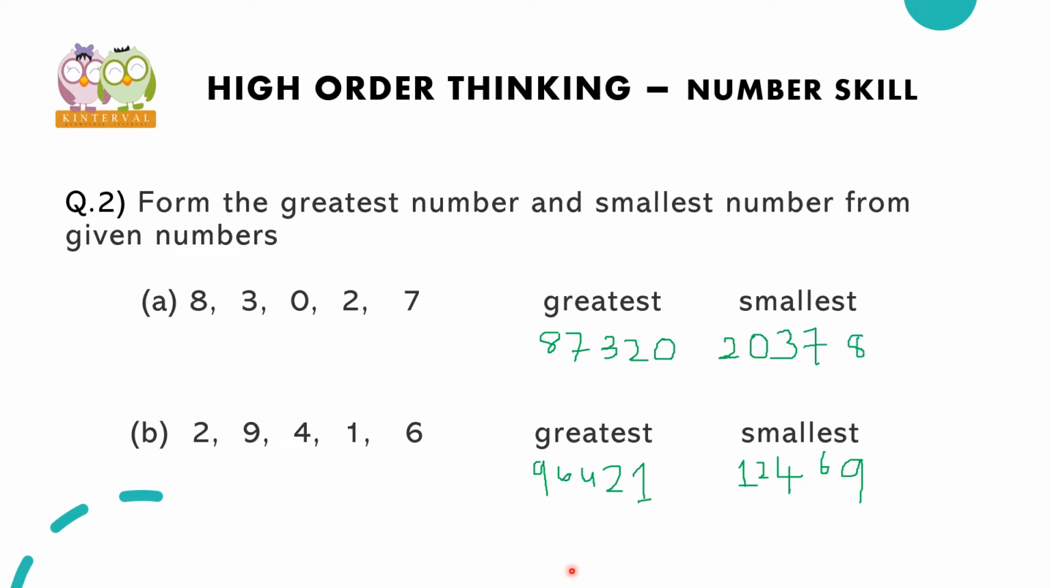So children, is it clear? When you have a 0 while making the smallest number, don't put it in the highest place value. Put it in the second place value from your left-hand side, which gives you the smallest number. And write the second smallest number in the highest place value. Okay children, clear? We'll go ahead.